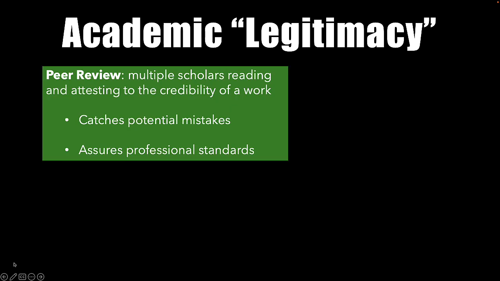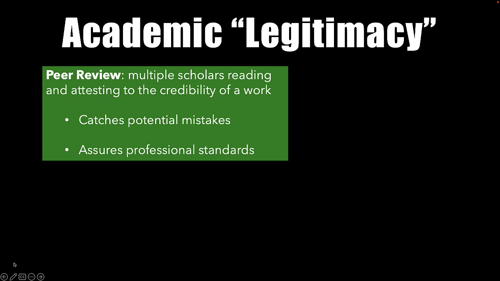Peer review is a process whereby multiple scholars read a piece before it's published and attest the reliability and credibility of the work. Peer review is important because it hypothetically allows experts to catch mistakes before they're incorporated into publications and assure that the publication meets professional standards like citation standards and evidentiary standards. In other words, peer review is the academic version of quality control. It means that a book is worthwhile and follows the norms of the historical profession.